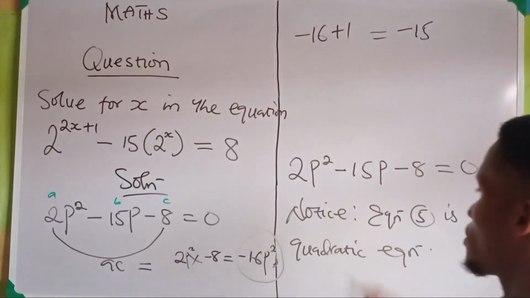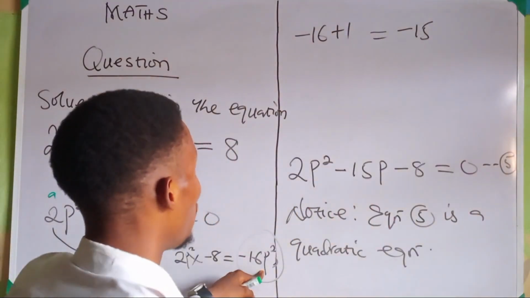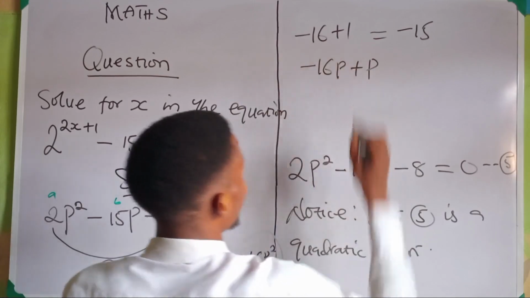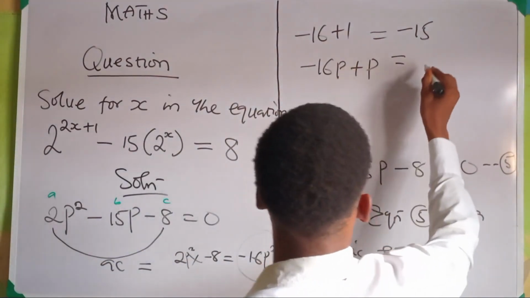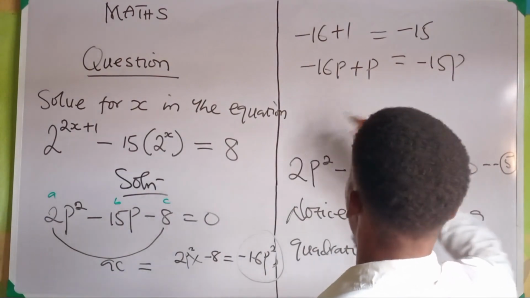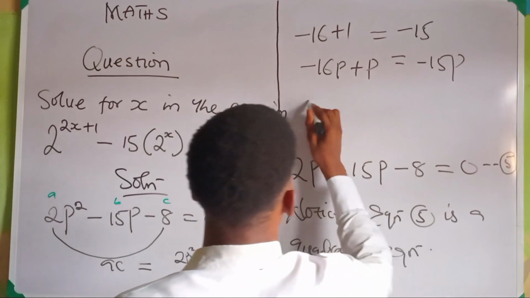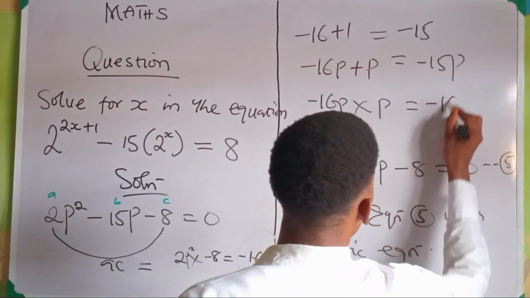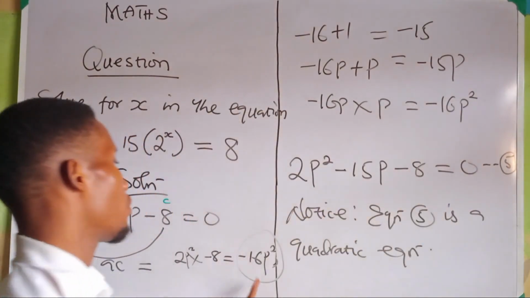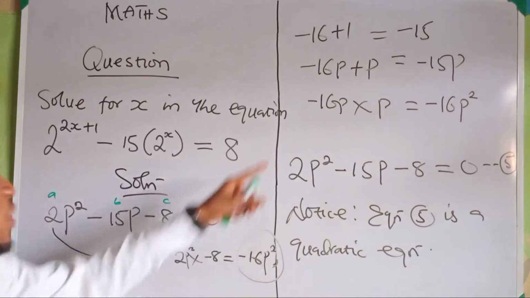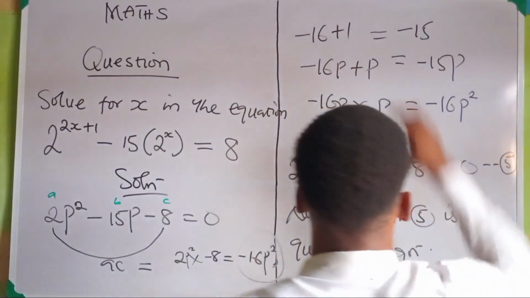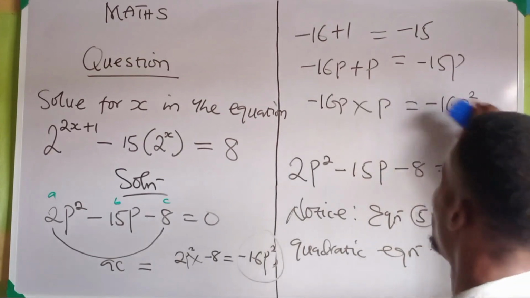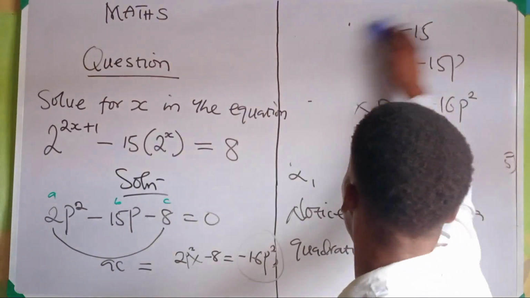But here we're using the unknown, so it should be minus 16p plus p, which if you add them together gives us minus 15p. And when they are multiplied together, minus 16p multiplied by p gives us minus 16p squared, which is what is here. So the two numbers we're going to make use of are minus 16p and p. So let's solve this.